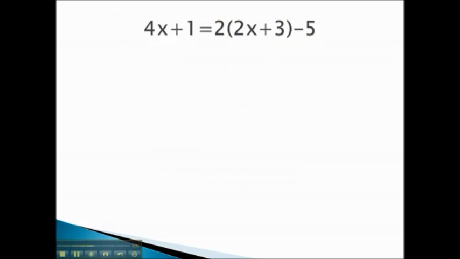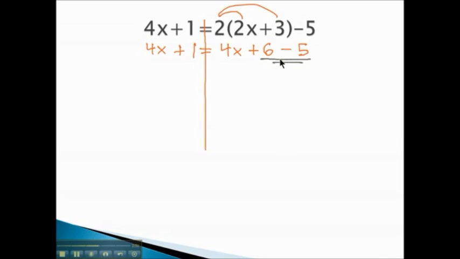Again, in this problem, we'll start by balancing through the equals, and then distributing through the parentheses. When we do, we get 4x plus 1 equals 2 times 2x is 4x, 2 times 3 is 6 minus 5. After distributing, we check to see if we can combine like terms. On the right side, we see we have 6 minus 5. The equation now reads 4x plus 1 equals 4x plus 6 minus 5 is 1.